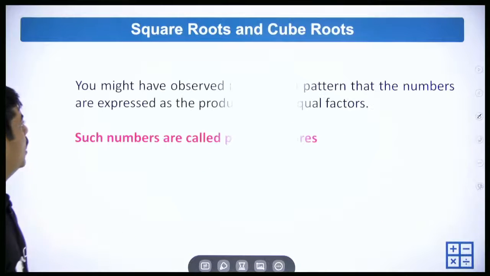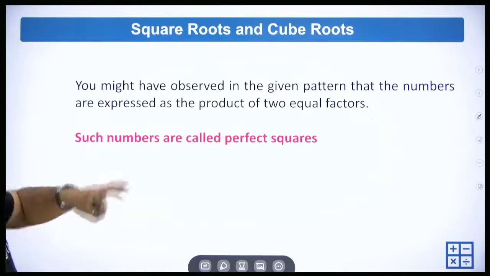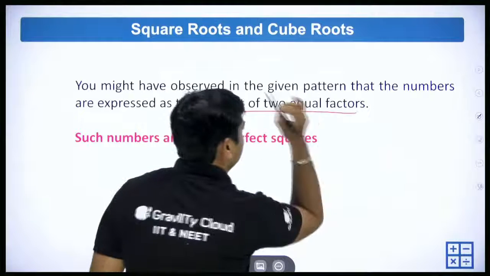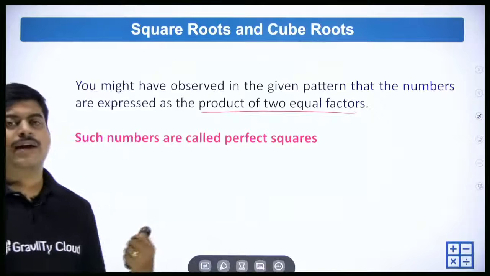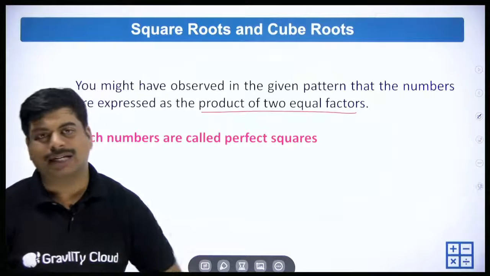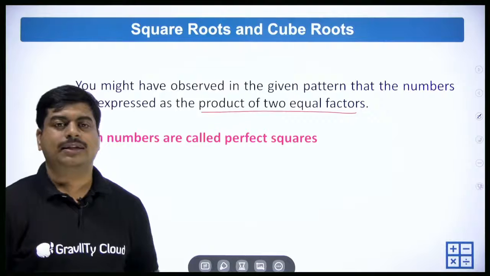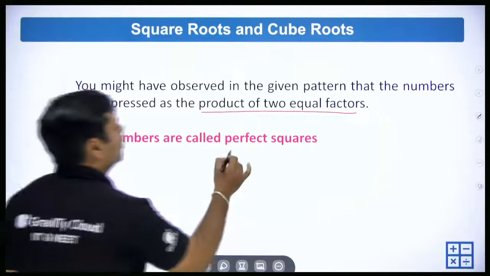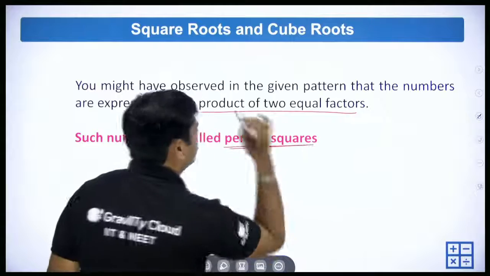The next thing we're going to learn about: you might have observed in the given pattern that the numbers are expressed as a product of 2 equal factors. Product of 2 equal factors, just now, right? 100 we express as 10 into 10. 81, 9 into 9. 64, 8 into 8, right? Such numbers are called perfect squares. Those numbers are called perfect squares.